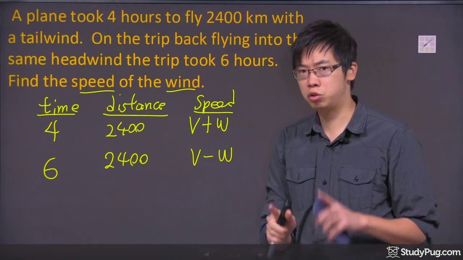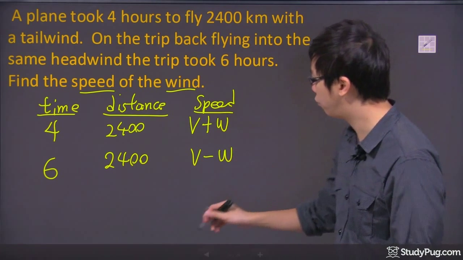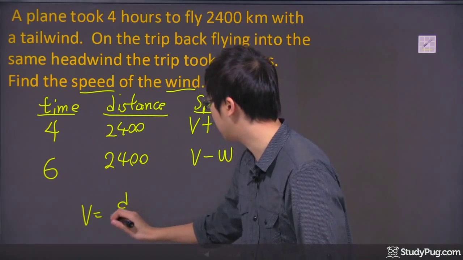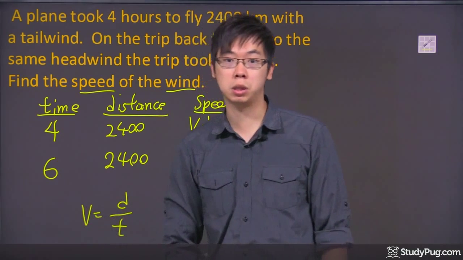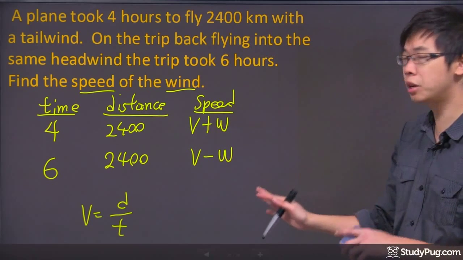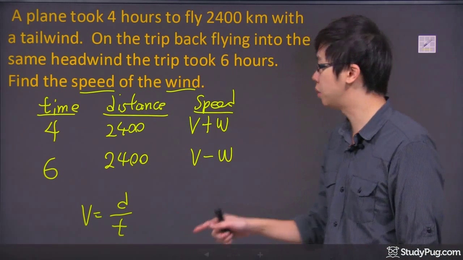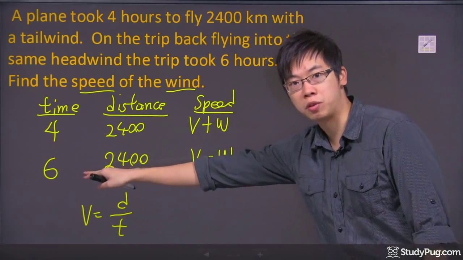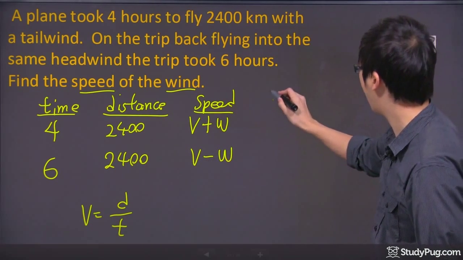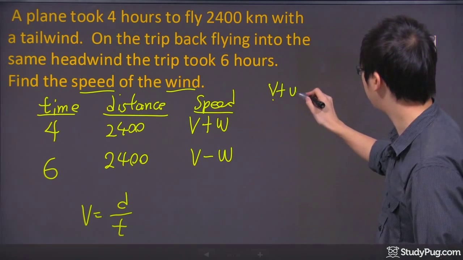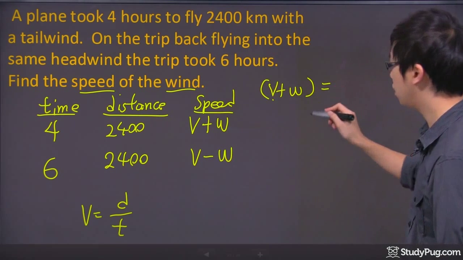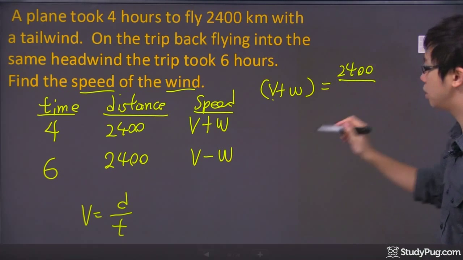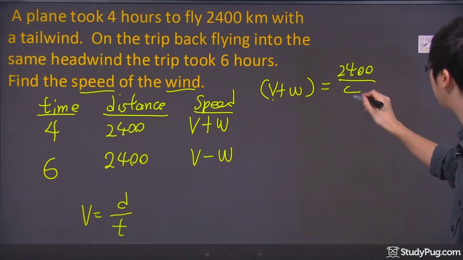Now for the physics question, you just have to remember one formula, and that formula is velocity equals d over t. You can think of that as speed for now. So we're going to set up two equations, one for the first part and another for the second part. For the first part, we have velocity, which is v plus w, equal to the distance, 2,400, divided by the 4 hours down here.